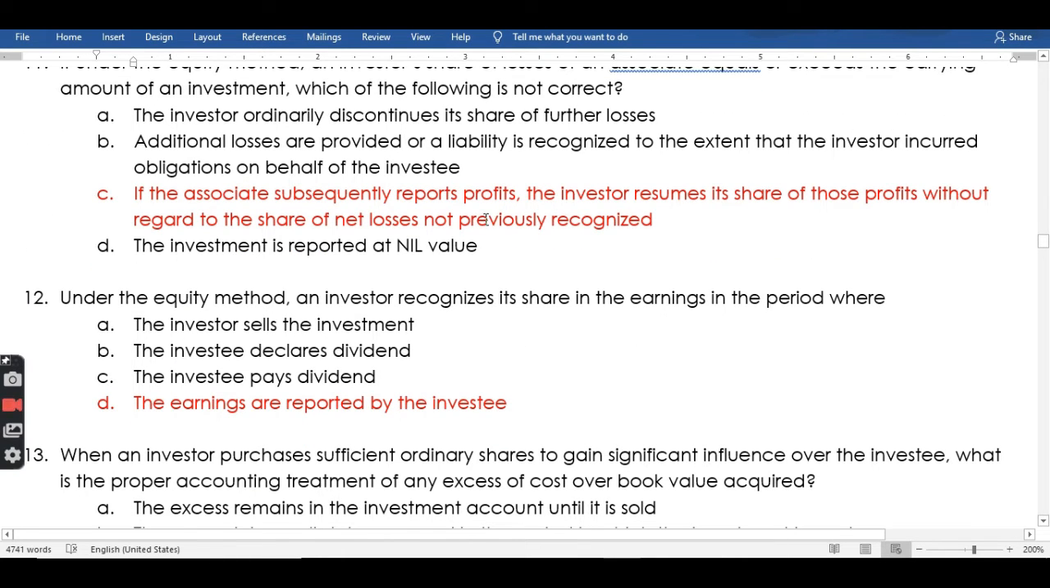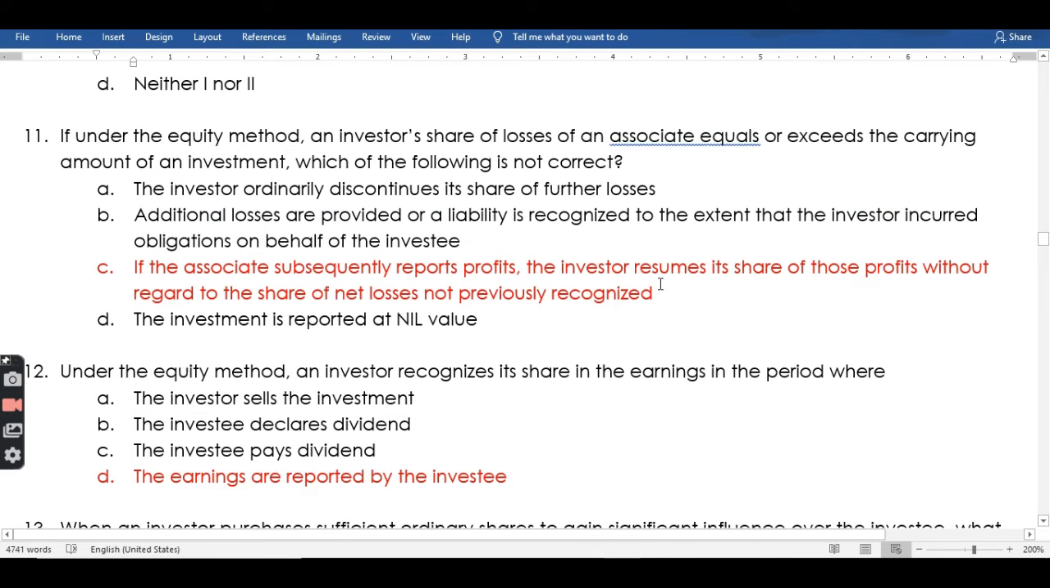If the associate subsequently reports profits, the investor resumes its share of those profits without regard to the share on the net loss not previously recognized. Take note, not correct ang hinahanap sa atin, ha? Okay. Yung letter C kasi ang sinabi, bayaan mo daw kahit daw hindi mo na i-recover yung loss. Diretsong profit daw agad. Mali yun.